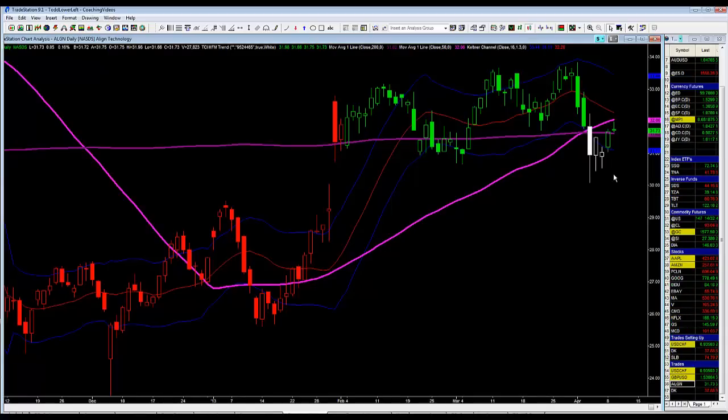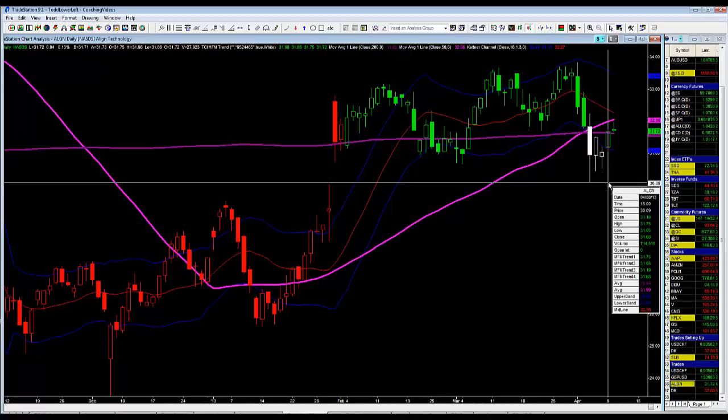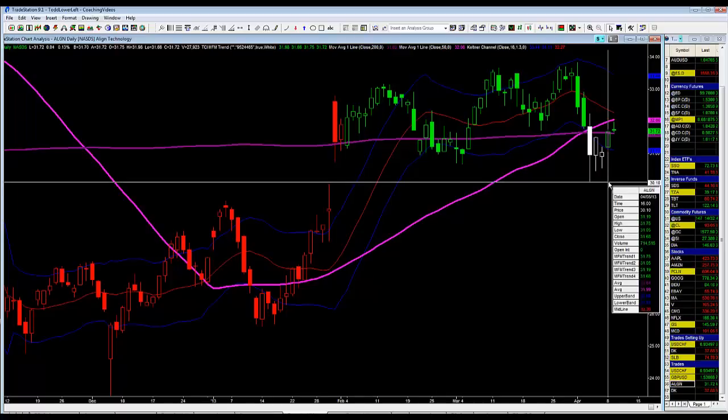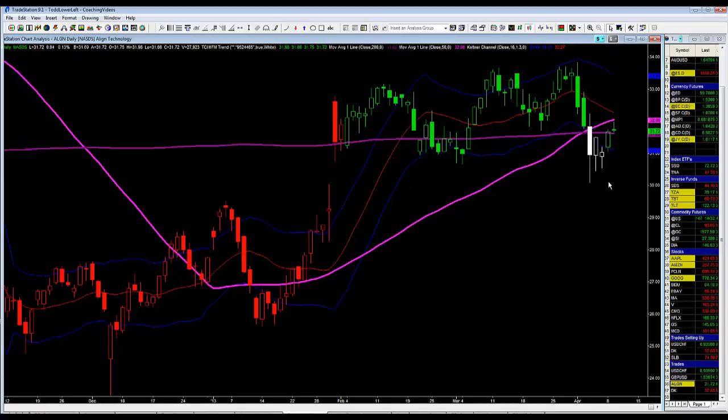So what I've done is this. Since today has taken out yesterday's high, I'm going to move that stop up to below yesterday's low of 31.05. I'm at 30.95 right now. So remember, when I first put this trade on, we were risking 87 cents.